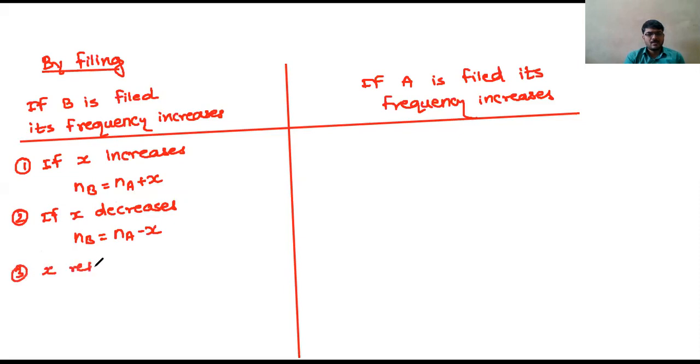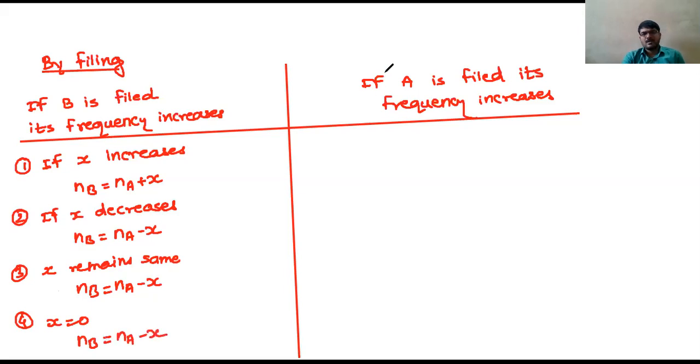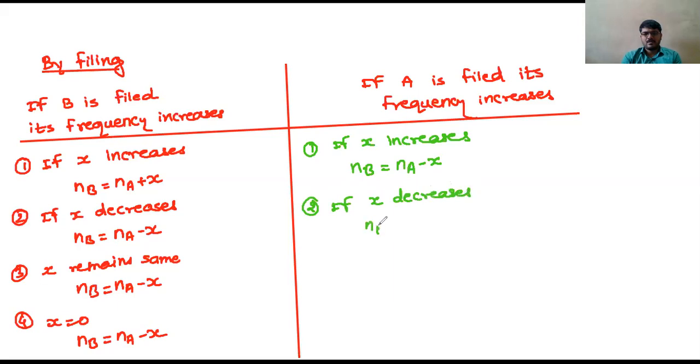Third case, X remains the same, then also the same formula, NB is equal to NA minus X. And fourth one, if X is equal to 0, then NB is also NA minus X. On this side, first case, if X increases, then NB is equal to NA minus X. Second one, if X decreases, then NB is equal to NA plus X.